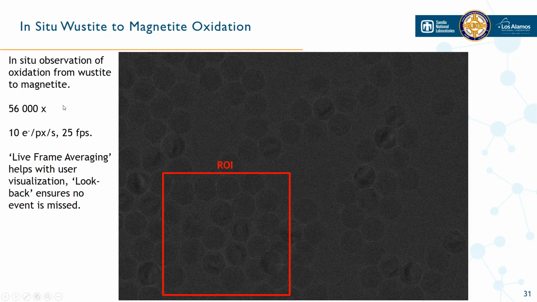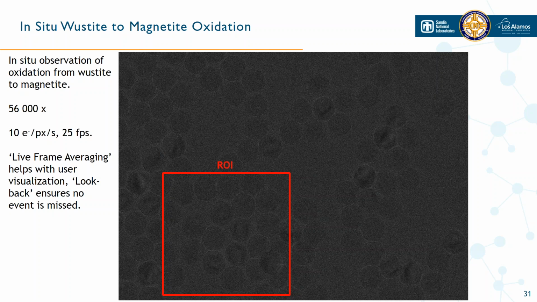So we're at 56,000 kx here. It's 10 electrons per pixel per second, and we're operating at 25 frames per second. Looking at this image, it's not very bright because this is a single snapshot of that video. There are a few things in the K3 which are really useful, especially when you're coming from a CETA camera where you're used to looking at quite a bright, high contrast image.